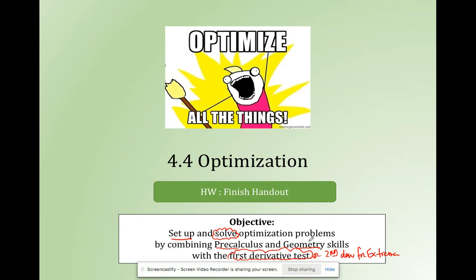So you want to have the optimization packet out with you while you're doing this, because I'm going to get all the problems from the packet, so you can do it along with me instead of copying down the problem. So here we go. You ready?